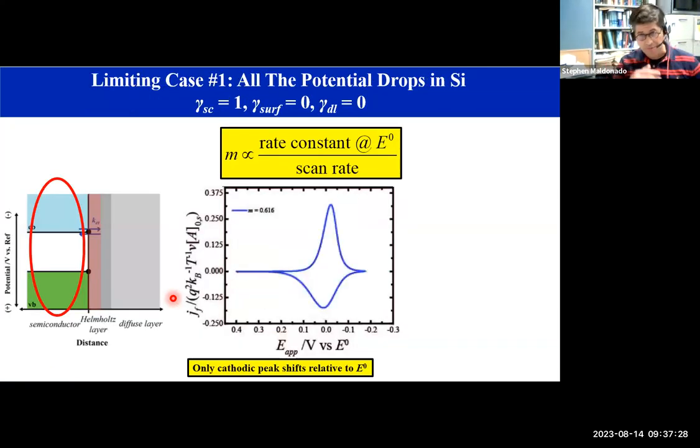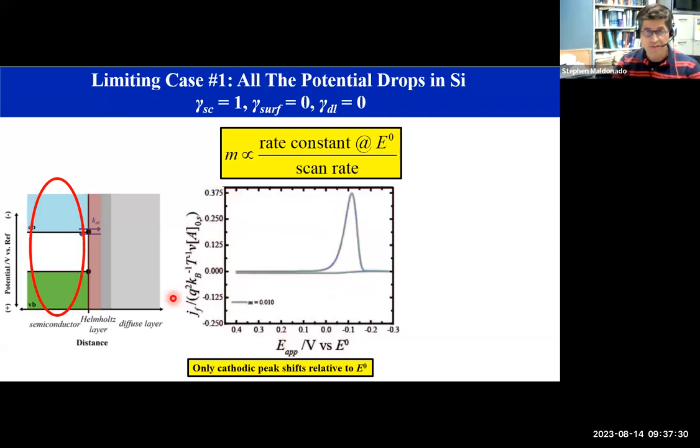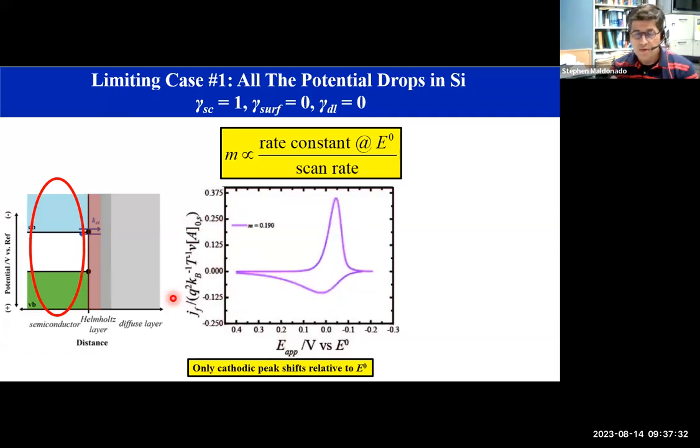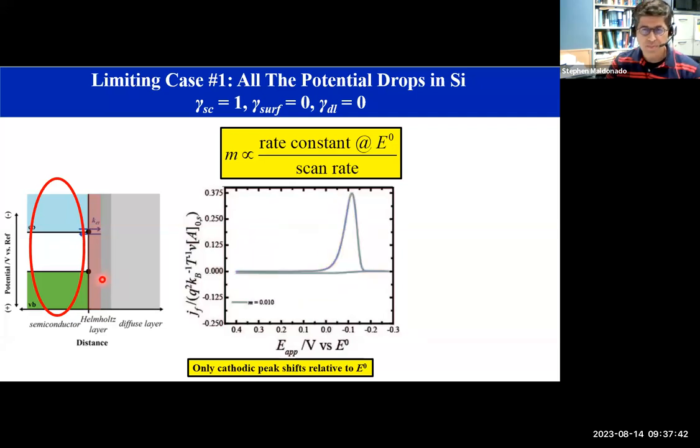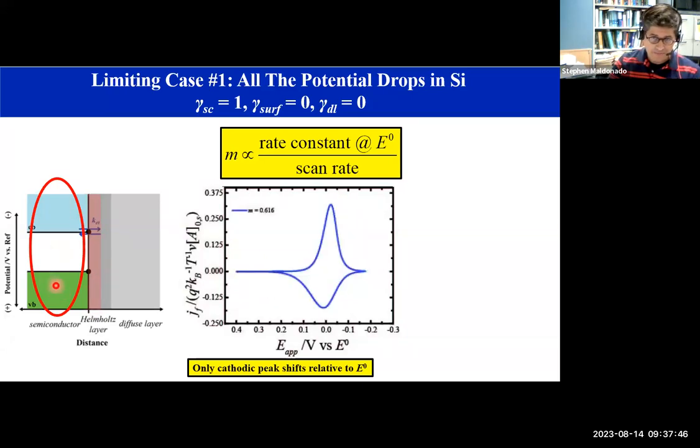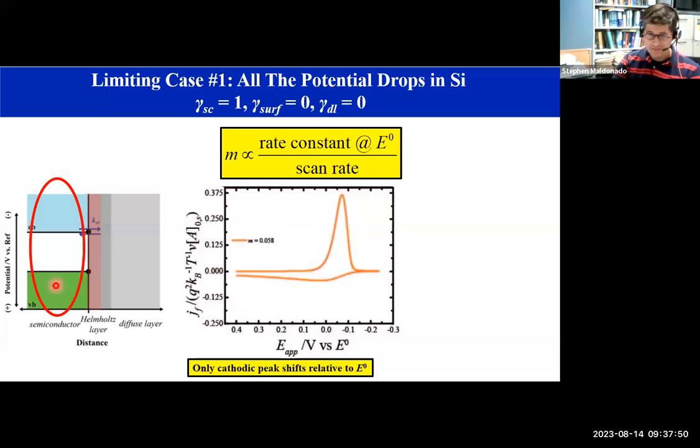Okay, I'm going to spare you the math, and I'm just going to cut to the chase in terms of the answer. So here we're going to look at the first case where we have a semiconductor electrode in contact with the solution, and we have molecules stuck on the interface. And we're going to assume the simple ideal case where all the potential is dropping in the semiconductor. Again, this in practice never truly happens, but this is the simplest case to think about.